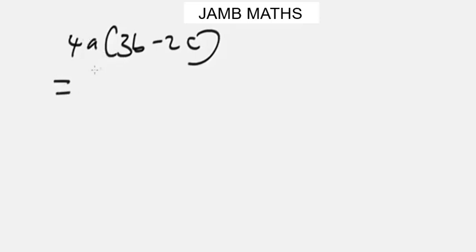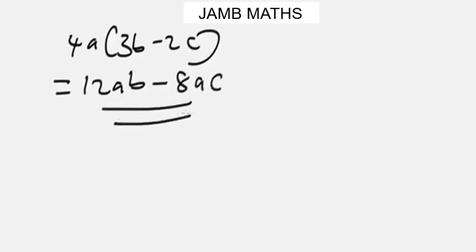Alright, so let's begin with problems involving single brackets. Let's say you're given 4a in bracket 3b minus 2c. I have to simplify this expression. Solving this, 4a times 3b gives us 12ab. 4a times minus 2c will give us minus 8ac. So that will be the answer to this question. It's as simple as that.